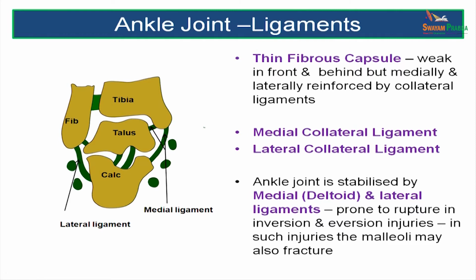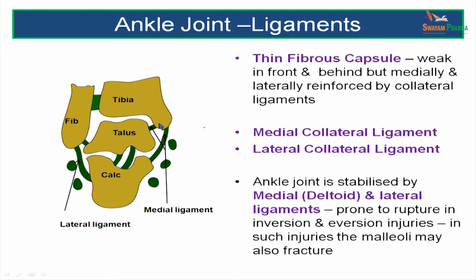This capsule is very weak anteriorly and posteriorly, but on either side it is strengthened by collateral ligaments. These are the lateral and medial collateral ligaments. If you look here, you can see this is the lower end of the fibula, and this lower end of the fibula is attached to the talus and the calcaneus by the lateral collateral ligaments. Whereas on the medial side, the tibia is attached to the talus and calcaneus by the medial collateral ligaments.